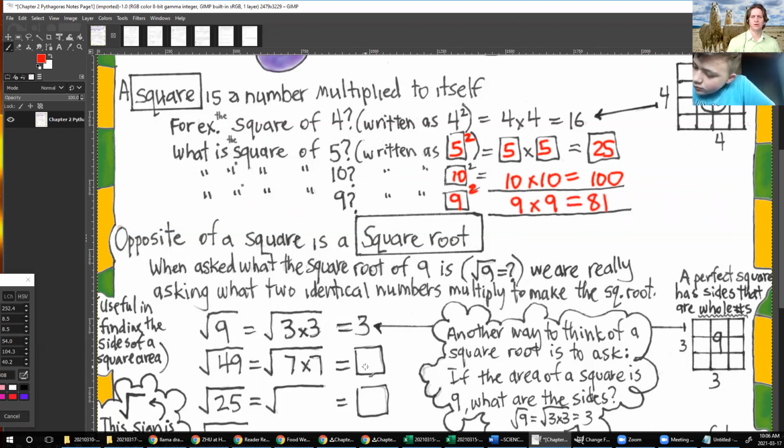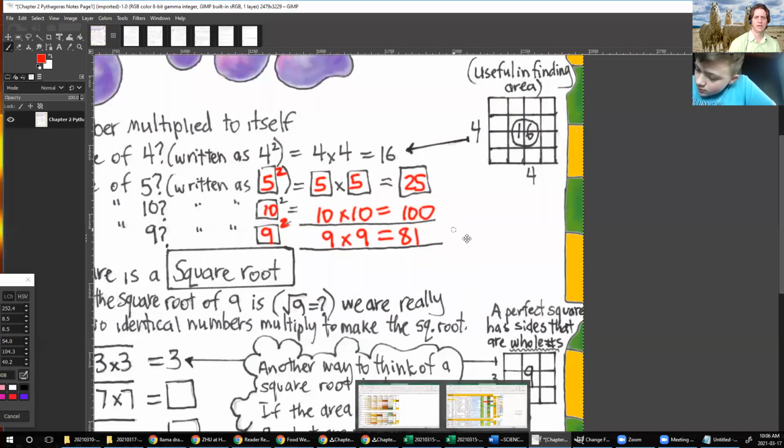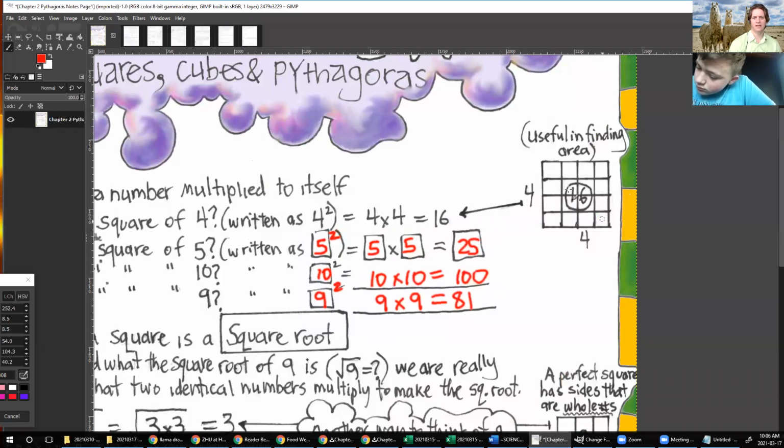Now, squares are super helpful in a lot of things. It's useful mainly in finding the area of a square. So if we've got a pen for our llamas and it's 4 meters by 4 meters, how much area do they have? This is also something that you'll use to figure out the square feet, how big your house is in square feet. They do this exact sort of measurement.